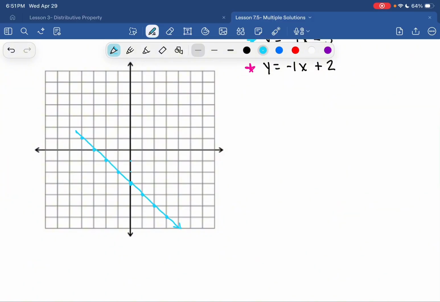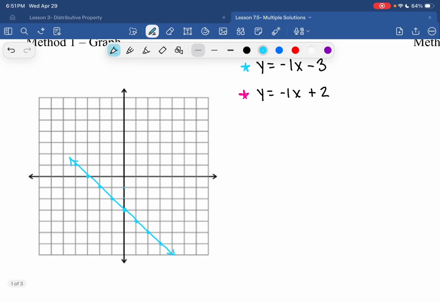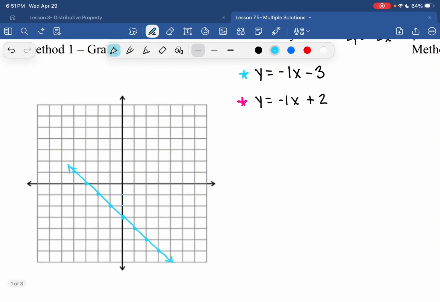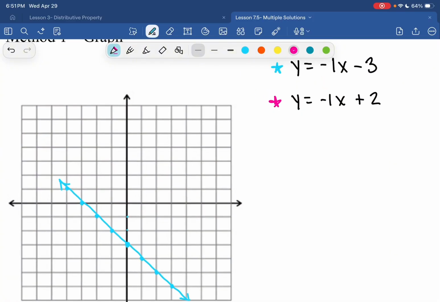Ooh, that one was good. Okay, let's graph our second linear equation. Okay, looks like our y-intercept this time is positive 2. So I'm going to go up 2 on the y-axis, but my slope is still negative 1 over 1. So I'm going to go down 1 and to the right 1.